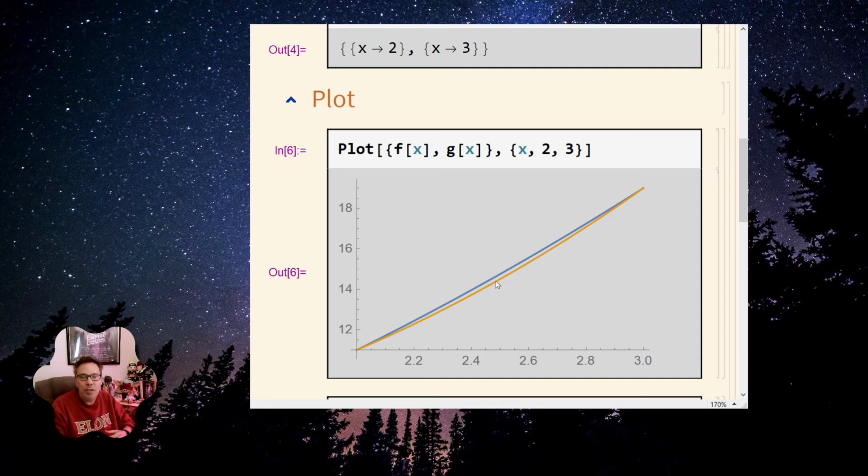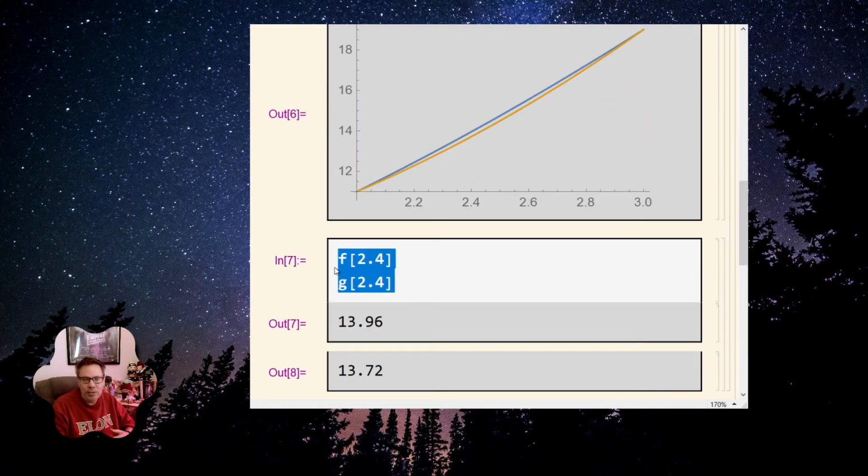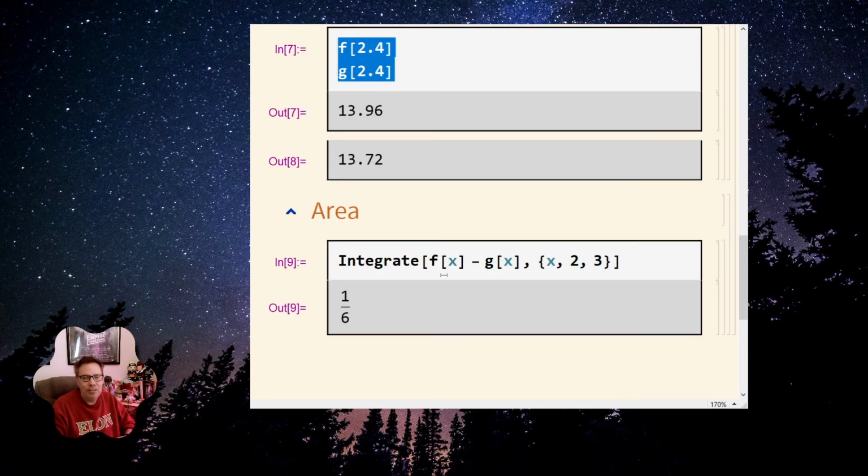Now to determine which one, do a quick little check. Pick something on the interior. I picked 2.4. I'm going to evaluate f and g at 2.4. Whichever one is larger, that's the bigger one. The integrand is f of x minus g of x. And I'm going to integrate this from 2 to 3. My final result is an area of 1/6.